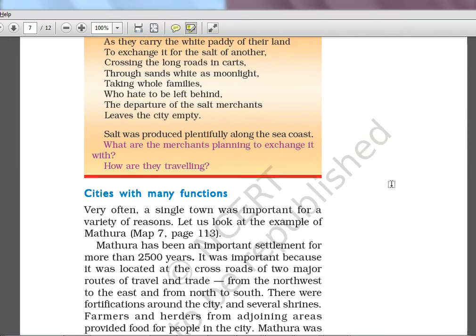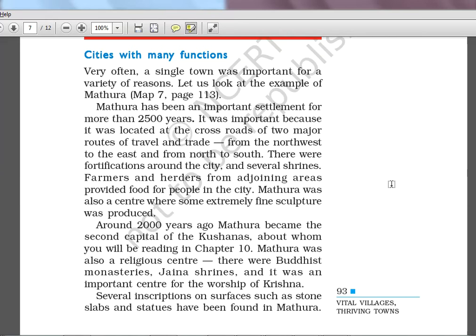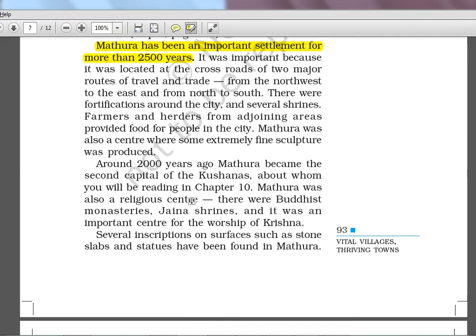Again a poem kind of thing. We don't need it. And then the city, Mathura city, they are telling it was an important settlement more than 2500 years ago. It was important because it was located at the crossroads of two major routes of travel and trade, from the northwest to the east, and from north to south. So they are telling about the location of Mathura, and fortification around the city, several shrines. Then Mathura was the center where some extremely fine sculpture was produced.